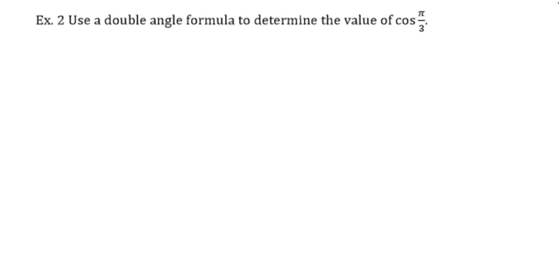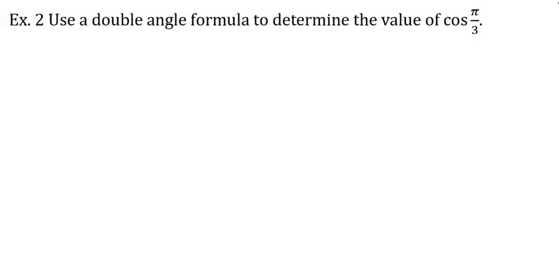Okay, so one more example for fun, because this one is super fun. Use a double angle formula to determine the value of cos pi by 3. That's a special angle. We can do that in a special triangle. We know what cos of pi by 3 is. This wants us to use a double angle formula. So how would we do that? So this is like cos 2 theta.